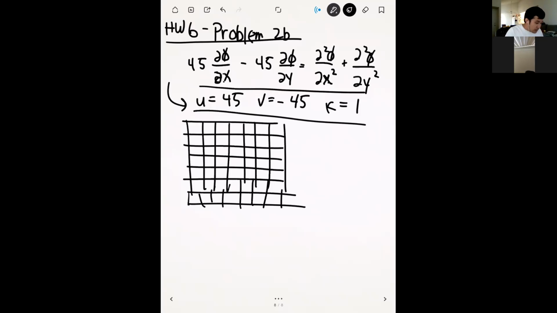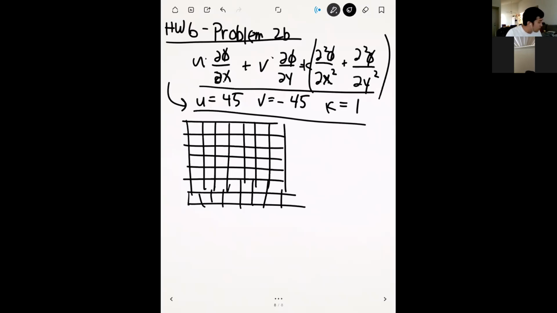Actually, let me do this in general terms. Instead of 45 and minus 45, let me do this in terms of u and v, and let's assume that we have k out in front. I'm doing it this way so that for your notes, when you're looking at these later, you'll have a general formula that you can plug and chug the parameter values into. Let's go ahead and start working on this.